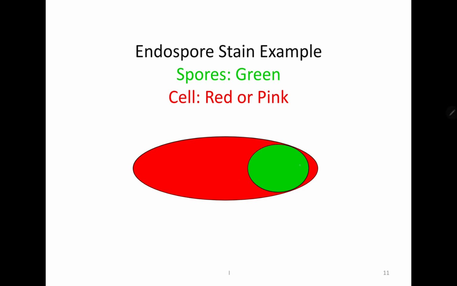This is how it happens after staining with the Schaeffer-Fulton procedure. The part of the bacteria is red color because of safranin, and the spore will be green color. Fine. Remaining we'll see in the next video.